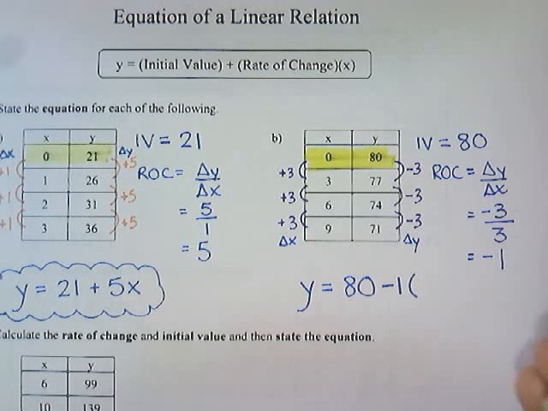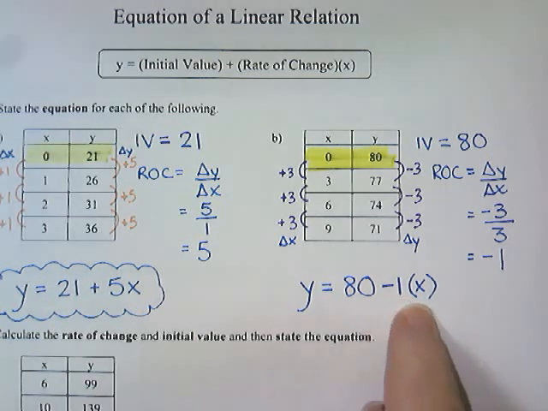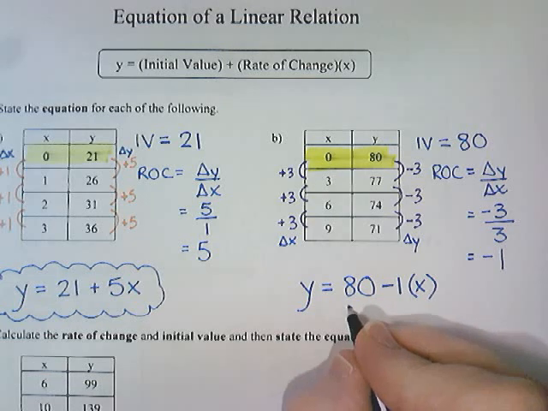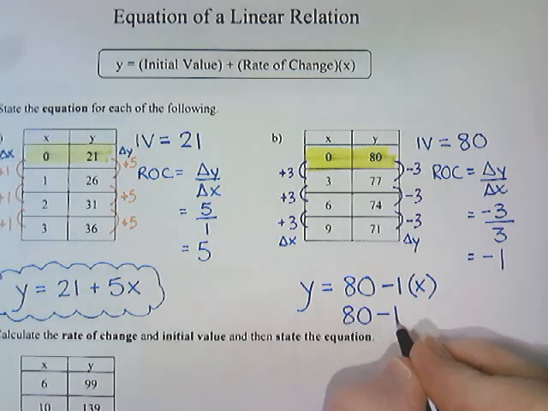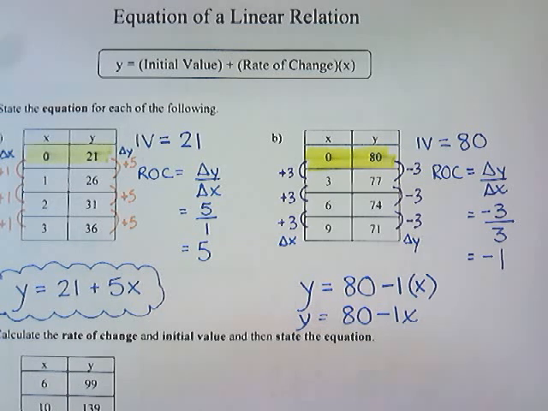I don't know why I just put a bracket there. I guess we'll go with it. There really doesn't need to be a bracket there. I just accidentally wrote one in. So you could write 80 minus 1x like that. Either one is fine. Okay?